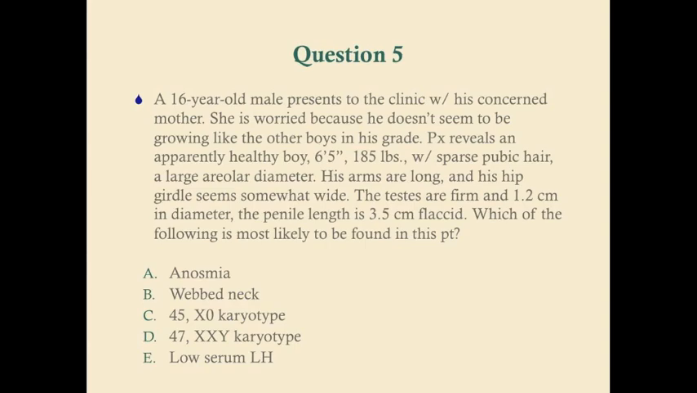Which of the following is most likely to be found in this patient? A. Anosmia, B. Webbed neck, C. 45X0 karyotype, D. 47XXY karyotype, or E. low serum LH. And let me add here that this patient also had difficulty with learning how to read in grade school. And he's a couple grades behind with his reading, but he's fine with math.